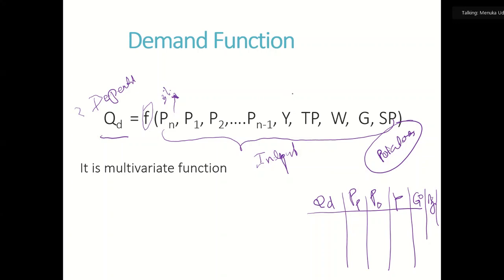Or, for example, so what would happen if, let's say, the government increases the income of all government servants by 10%.